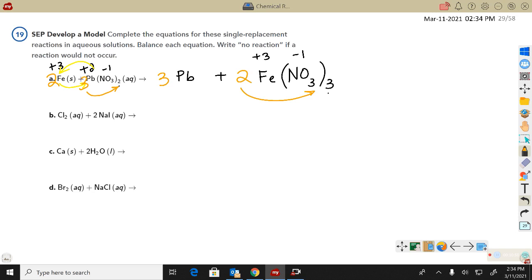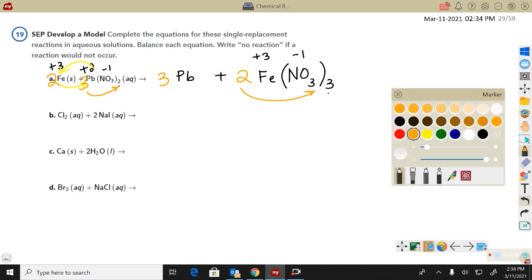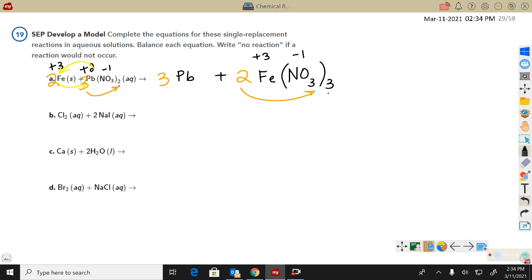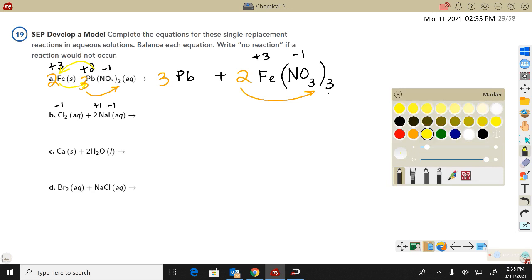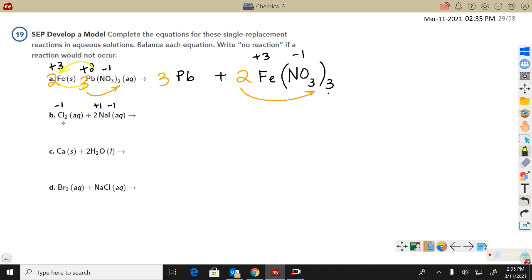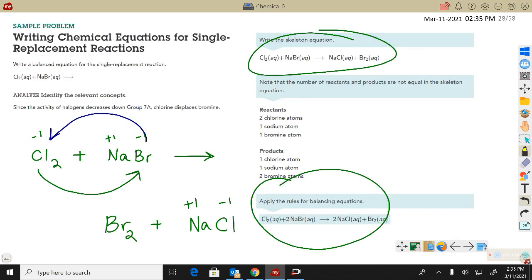All right, let's try another one. We got to find charges. Start with all the charges. Chlorine is normally a -1. Sodium is a +1. Iodine is a -1. So because my single element would be negative, it's looking to switch with the other negative ion, the iodine. So again, it's not just whatever comes first, like charged ions switch. Okay, let's see if we can do this. Chlorine needs to be more reactive than iodine.